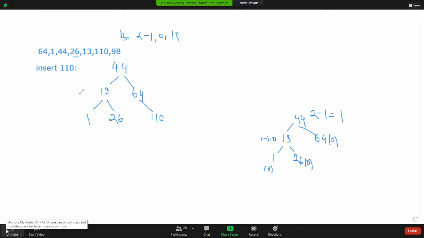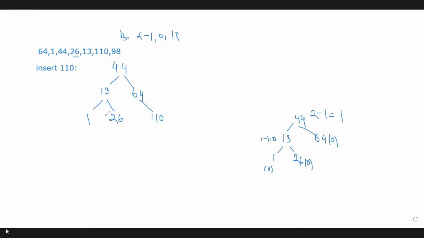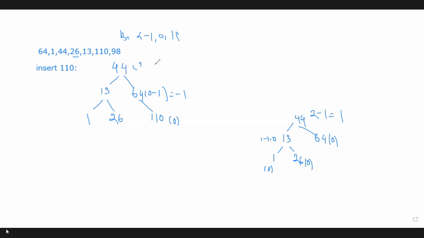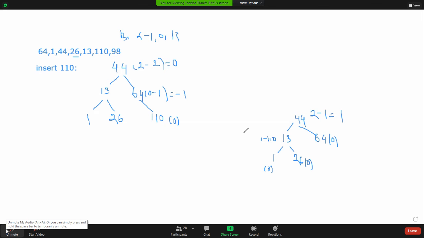So the rest of this subtree will be the same, 0, 0, 1. What about this 110? Its balance factor is 0. For 64, the balance factor is 0 minus 1 equals -1. What about 44? The height of the left subtree is 2. The height of the right subtree is 2, so its balance factor is 0. All the balance factors are within this range. That means this tree is a balanced tree, right? Yes, ma'am. That means we don't need to apply any rotation here.